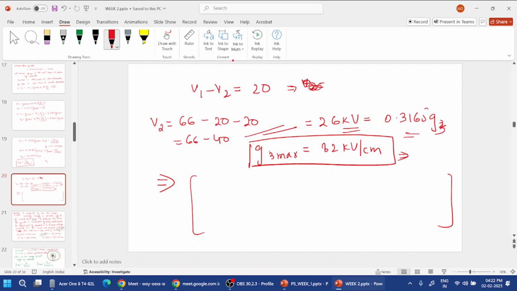For the calculation of that third surface voltage, we subtract the first layer voltage from the total voltage, then again the second layer voltage. By subtracting this, we calculate the voltage at the third layer. At that third layer, we calculated the G3 max. So this is the proper explanation, because at that time I was not able to give it. Now for V2, we calculated like this, and it is quite obvious 26 is equal to 0.3165 G3, and by dividing we calculated the G3. So please keep this in mind.